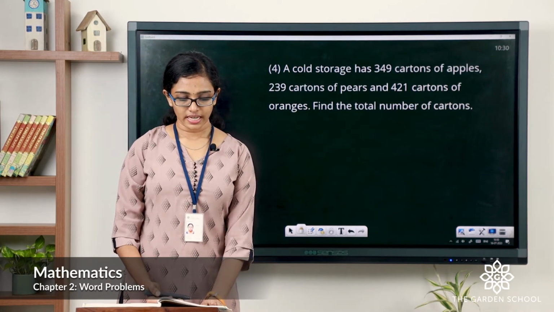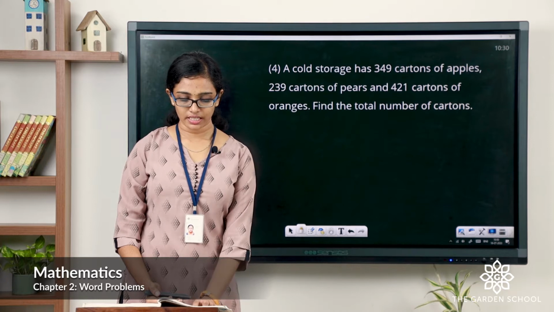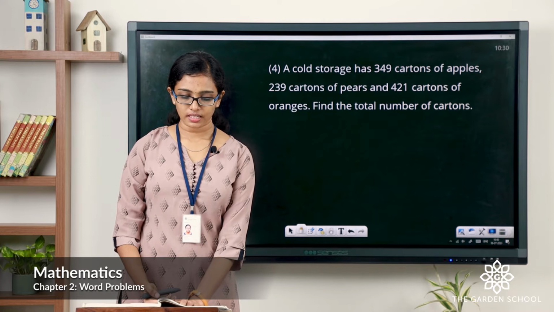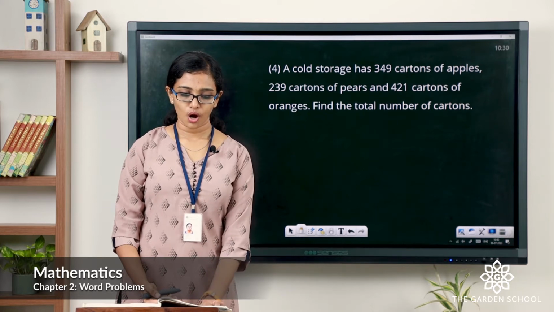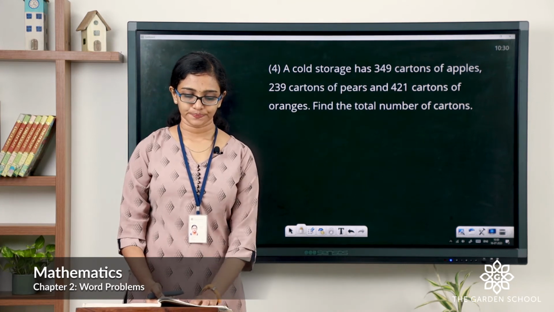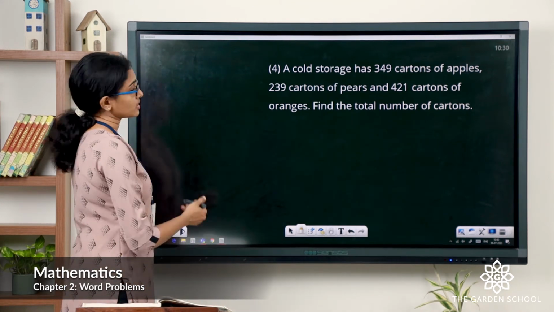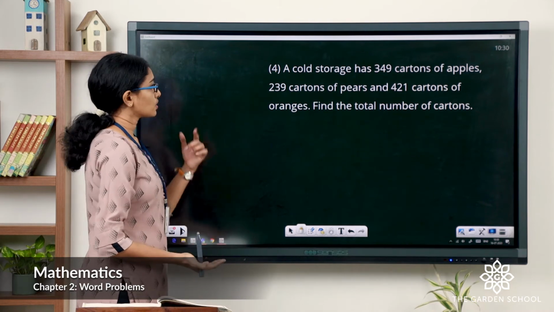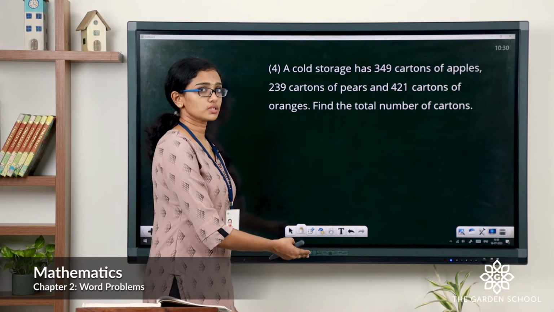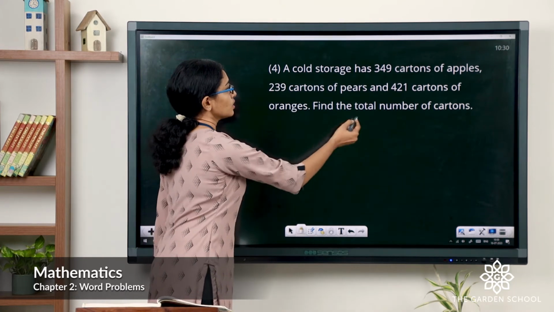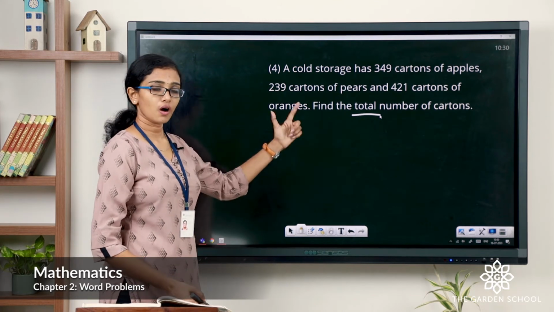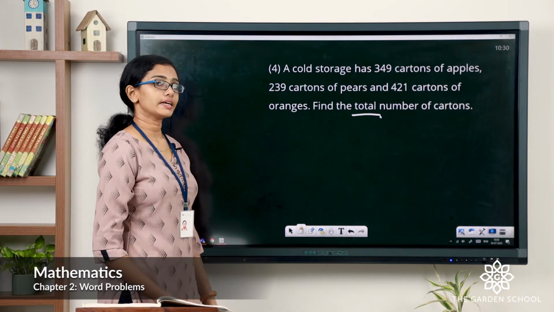Now, let's discuss the next question. A cold storage has 349 cartons of apples, 239 cartons of pears and 421 cartons of oranges. Find the total number of cartons. So, it's about the stock in a cold storage. You are given the number of cartons of each of the fruits available there. So, the keyword here is total. Find the total. So, what you have to do? You have to add up all the numbers given as the data.